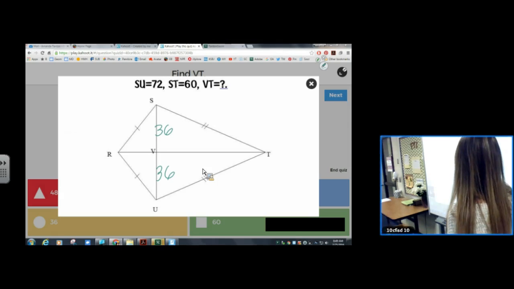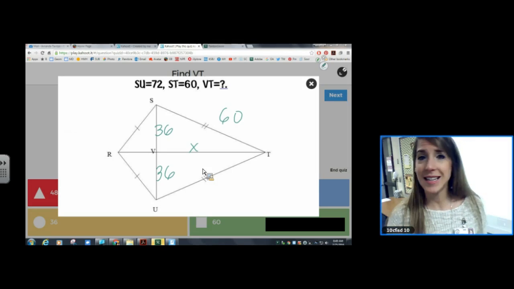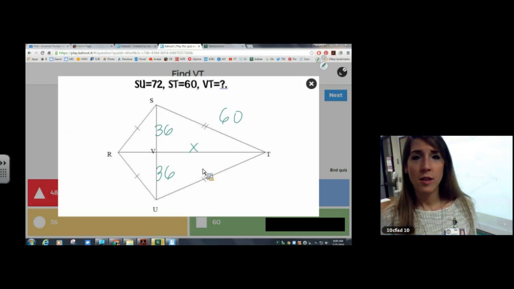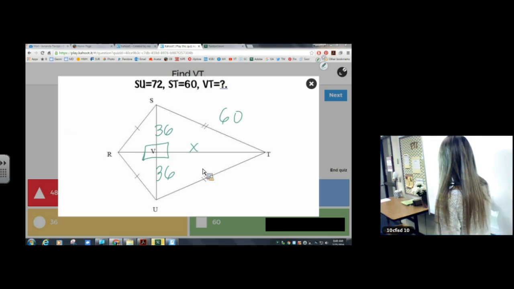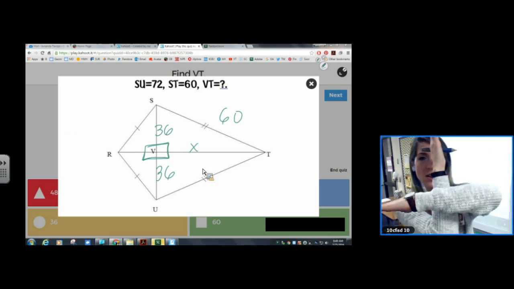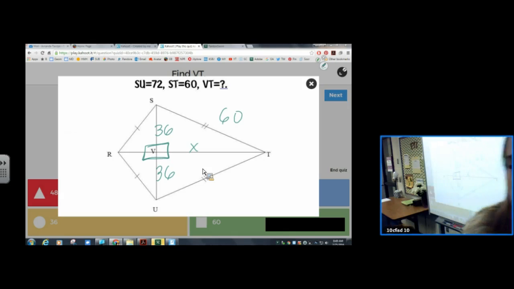ST is 60, and we want to know VT. You know in a kite and in a rhombus, honestly, in a rectangle too, you do a lot of Pythagorean theorem. Because in a kite and a rhombus, the diagonals are perpendicular. So Pythagorean theorem, 60 squared minus 36 squared.